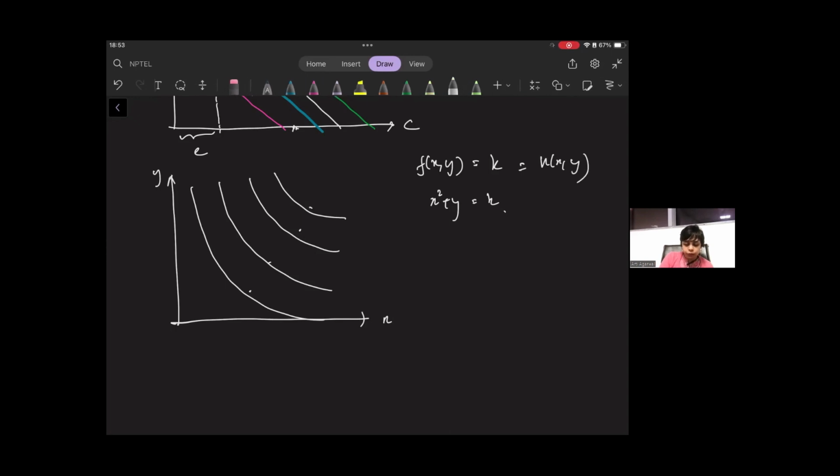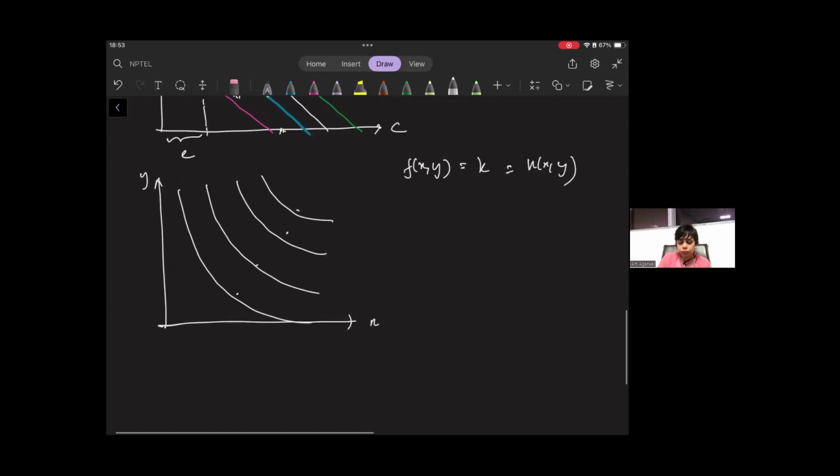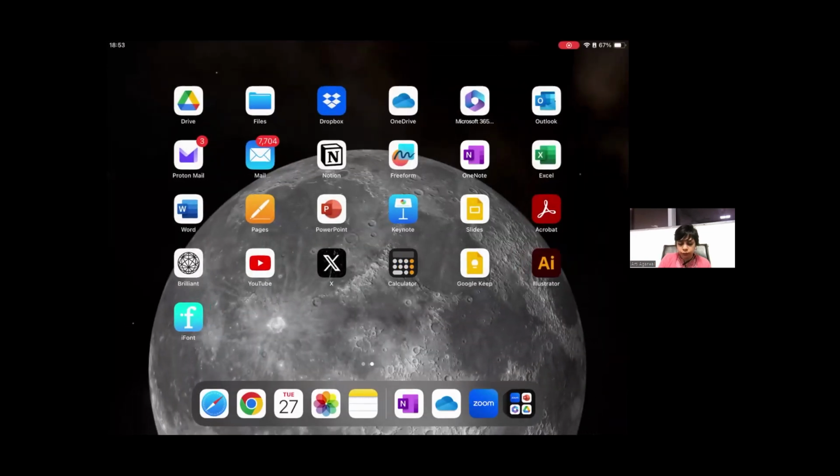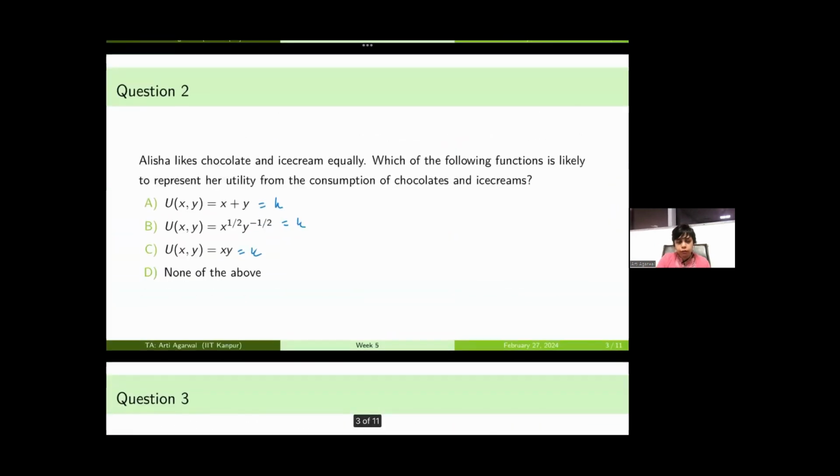So I think I've overdone this. I've explained it quite a fair bit. Hopefully you understand this, so let me move on. Now let's come back to this. So this is the correct answer: u(x, y) is x plus y equal to k.